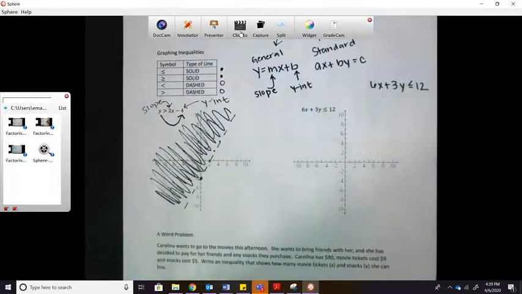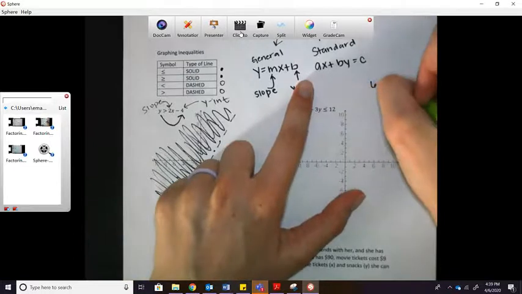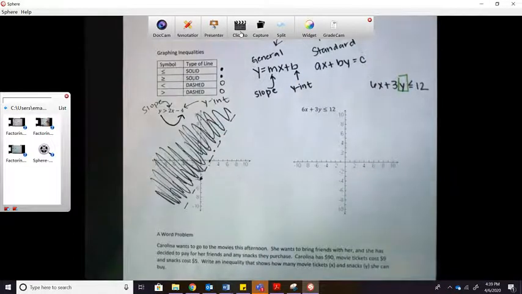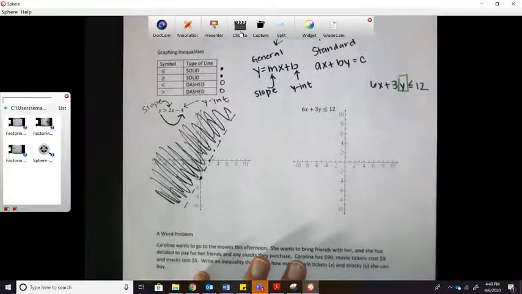I used to show you guys, put a box around it. That's what we're trying to get alone. That's what we're solving for. So the way we're going to solve first is we're going to move everything that's not y. So I'm going to subtract 6x first.